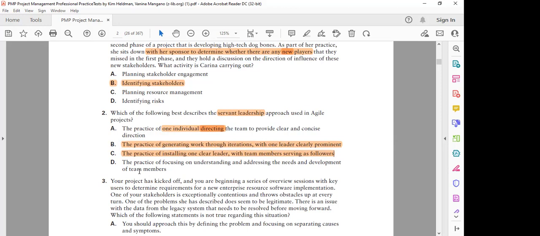Now, the remaining answer is D. Let's read D. The practice of focusing on understanding and addressing the needs and development of team members, right? Finding the barriers and solving them. And if they need any training, providing them coaching and guidance. Correct? Yes, D is correct.